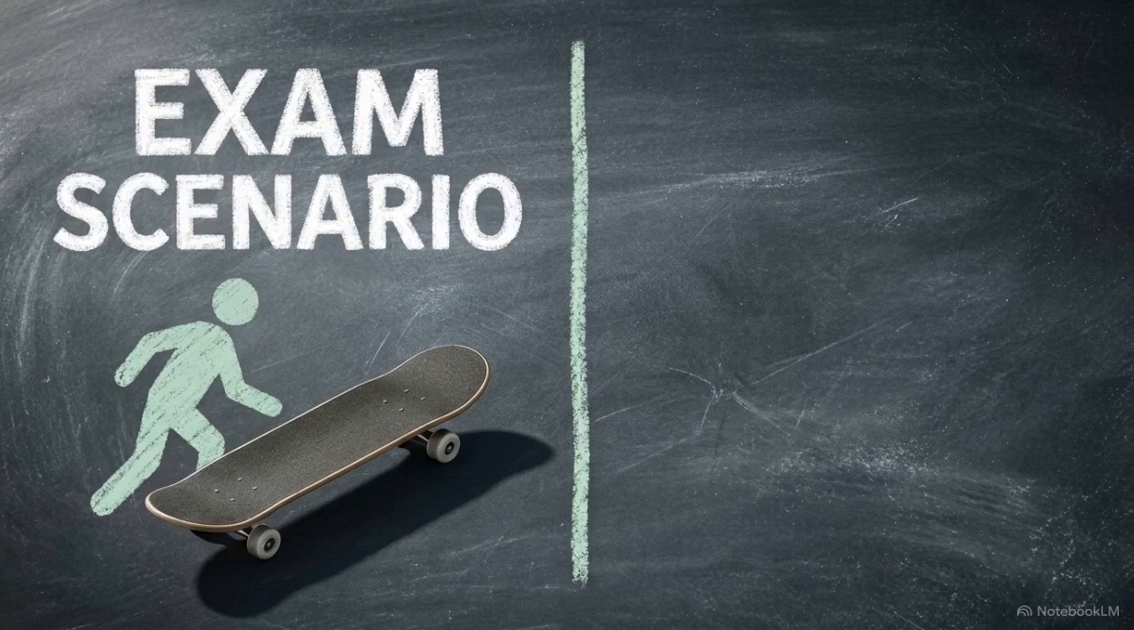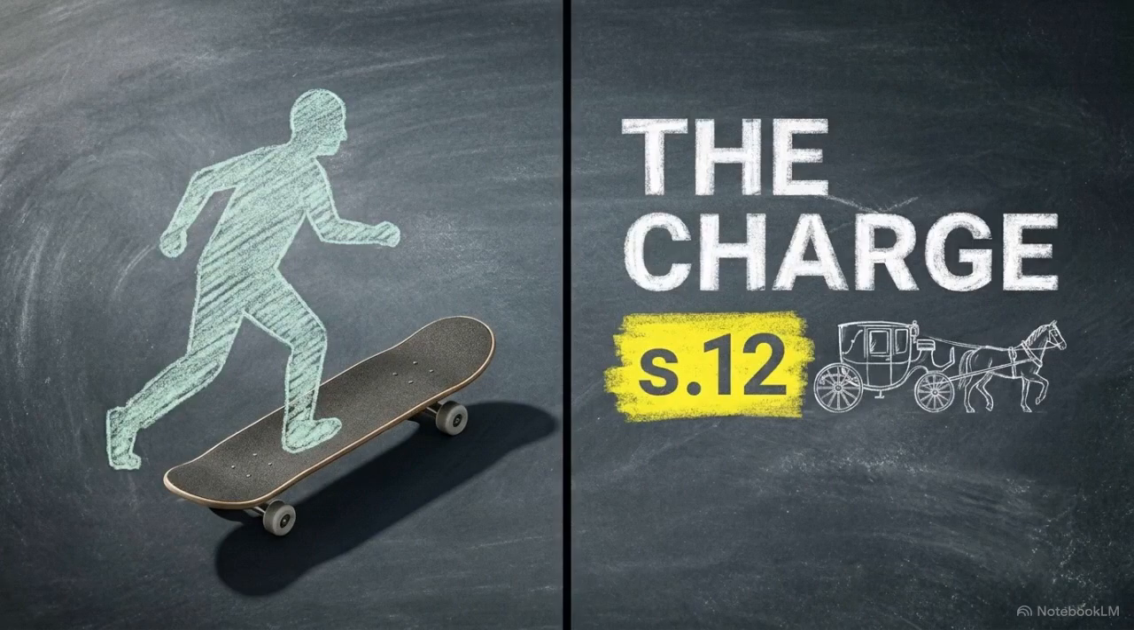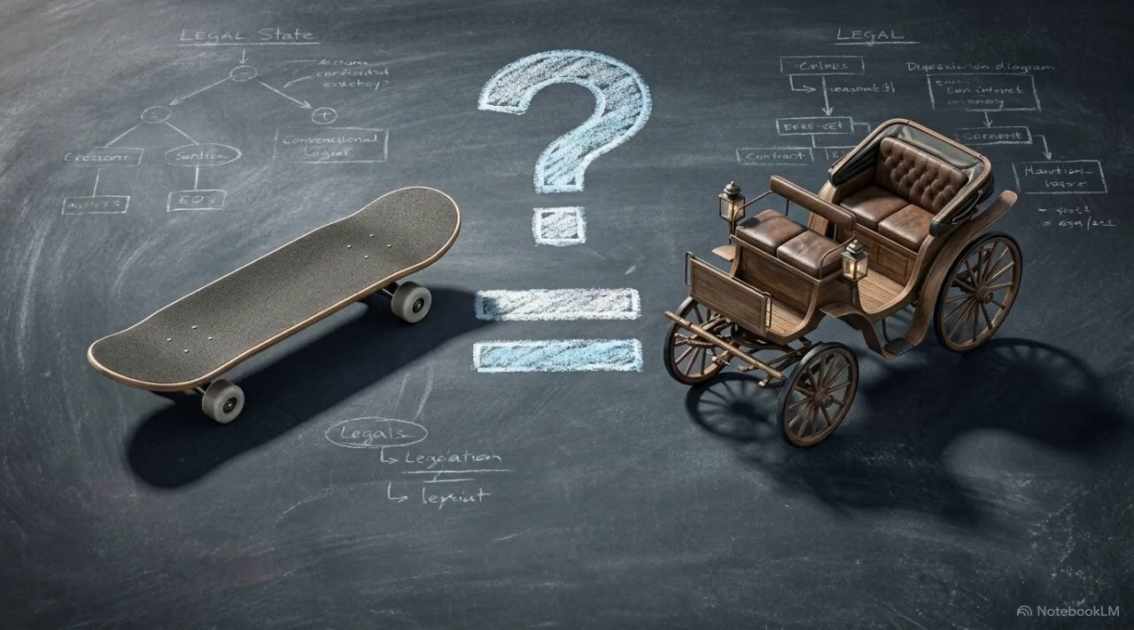Here is a standard law exam scenario. Emily, highly intoxicated, is caught pushing a skateboard along a public road. She is charged under Section 12 of the Licensing Act 1872, which states it's an offense to be drunk while in charge of any carriage. To convict Emily, the magistrates must answer a highly specific legal question. Can a skateboard legally be defined as a carriage?